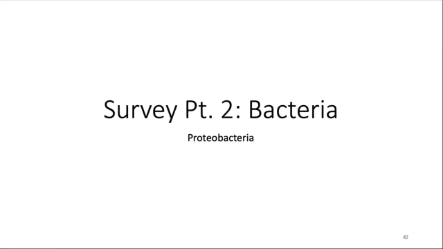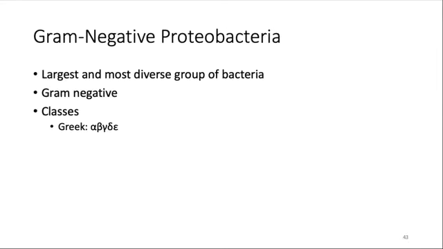So we'll then shift to the proteobacteria. These are gram-negative bacteria. They are the largest and most diverse groups of bacteria. We have important classes like alpha, beta, gamma, delta, and epsilon.